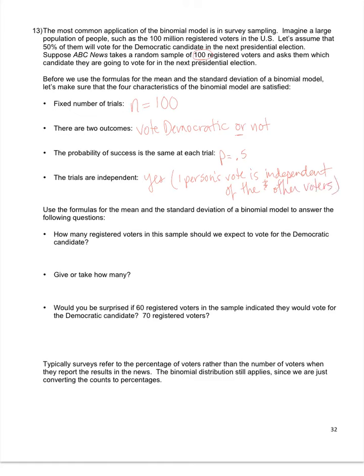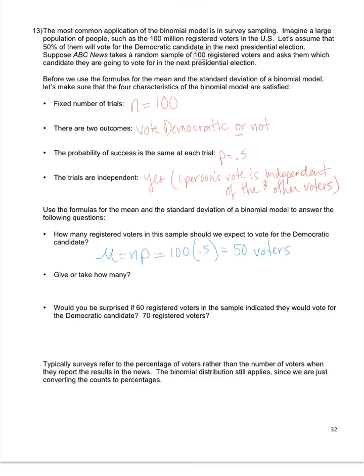All right, so let's use the formulas for the mean and the standard deviation of a binomial model to answer the following questions. So first question, how many registered voters in this sample should we expect to vote for the Democratic candidate? Because that's really asking for the mean or expected value. So if we plug in our values, we've got n is 100, p is 0.5. That tells us to expect 50 voters to vote for the Democratic candidate in our sample.